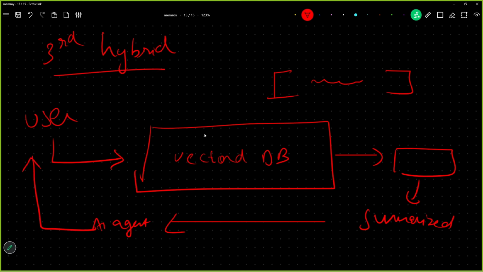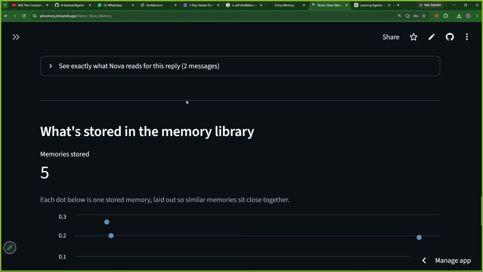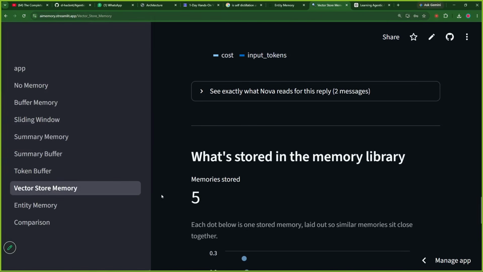This is the third kind of hybrid which we can make. I'm just talking about innovation. Innovation here is just combining different techniques into one technique and seeing how it works. Whichever works is the best. And this was the third part, or the second last part, vector store memory.